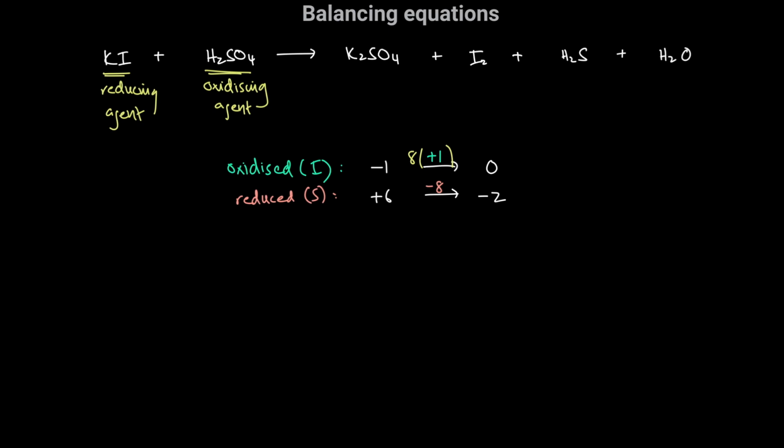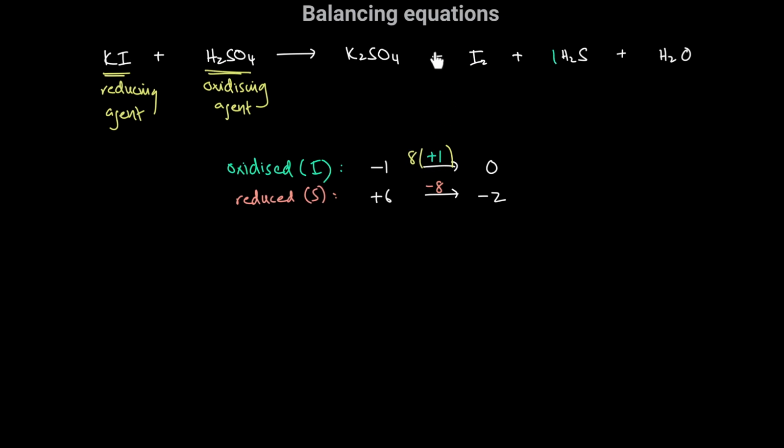So from this we can say we have 8 iodine atoms being oxidized for every 1 sulfur atom that's reduced. Now, we're not going to balance on this side, because here the sulfur is going to 2 different places, to potassium sulfate and to hydrogen sulfide. We're only concerned with the sulfur that's being reduced. So we're only looking at this sulfur, and we're saying that for every 1 sulfur that's reduced, 8 iodine atoms are oxidized.